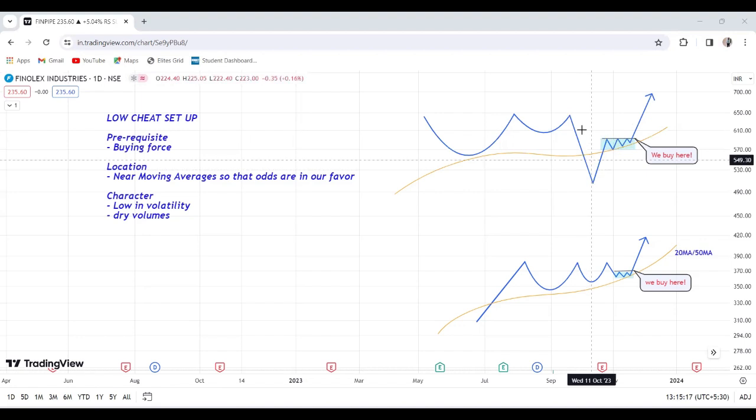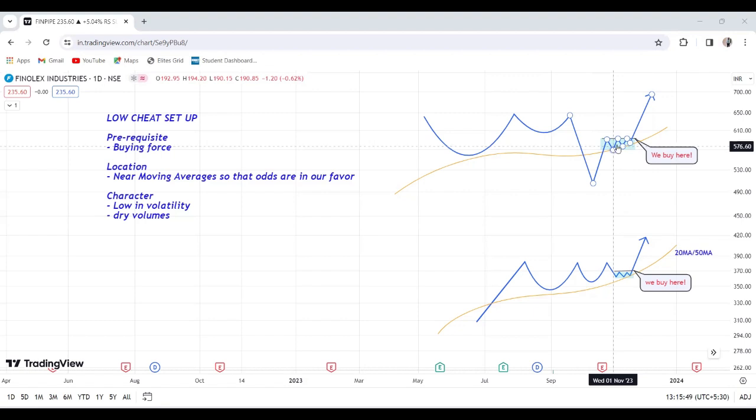This sort of movement breaches the moving averages. In 2 to 3 days the stock would be 10 to 15% down. Then again we'll see an upsurge in price followed by a very tight range. Now, this is the location where we need to make a decision to buy or not. This is the location where there is an equilibrium between the buyers and the sellers.